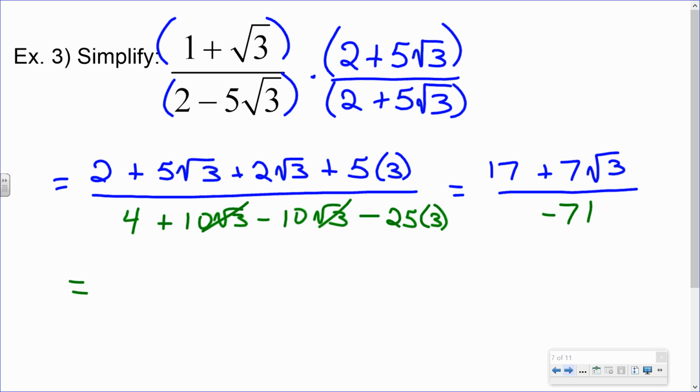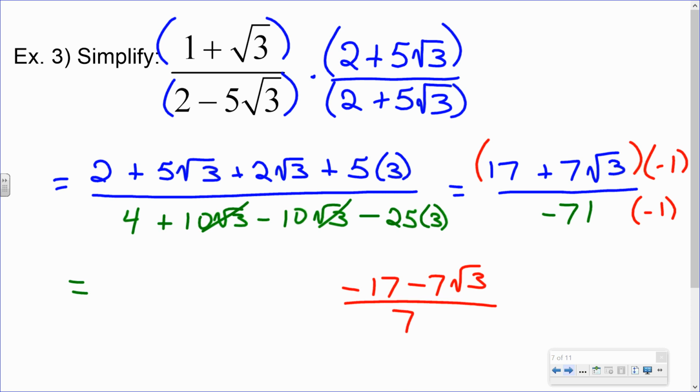Who remembers the last little adjustment we need to make? Hope? Okay, we don't like to leave negative signs in the denominator, so there are a couple of ways that we can think about this. If you want to think about it as multiplying numerator and denominator both by -1, then it simply switches and you've got a negative 17 minus 7 root 3 over a positive 71. You switch all of the plus and minus signs, numerator and denominator. I think that's the easiest way to get there.